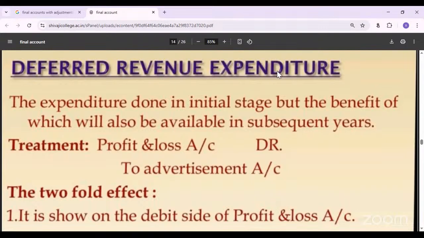Deferred revenue expenditure. The expenditure done in initial stage, but the benefit of which is also available in subsequent years. అంటే ఒక ఇయర్ లో మనం ఆ రెవెన్యూని స్పెండ్ చేసాము, కానీ దానికి రిలేటెడ్ బెనిఫిట్స్ మనకి ఫ్యూ ఇయర్స్ వరకు కంటిన్యూ అవుతూనే ఉంటాయి. అంటే మనం ఒకసారి దానిపైన ఖర్చు పెడితే దాని నుంచి వచ్చే బెనిఫిట్స్ మనం కొన్ని ఇయర్స్ వరకు ఎంజాయ్ చేయొచ్చు. అంటే ప్రతి ఇయర్ దానిపైన సపరేట్ గా ఖర్చు చేయాల్సిన అవసరం లేదు.